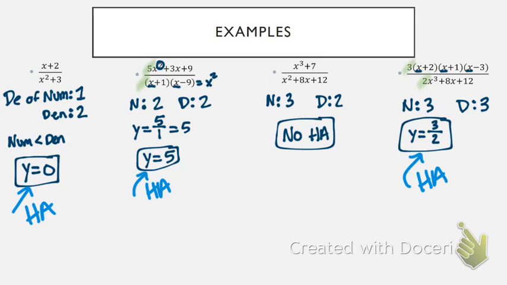So finding horizontal asymptotes, you find the degree of the numerator, the degree of the denominator, and then you just have to figure out which of the 3 categories it falls in.